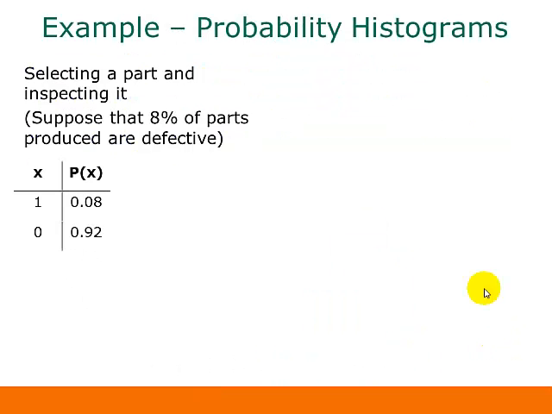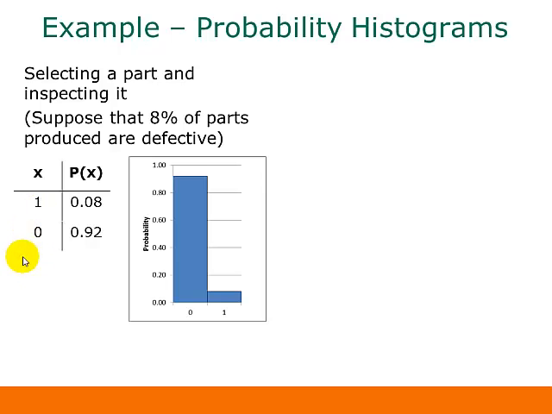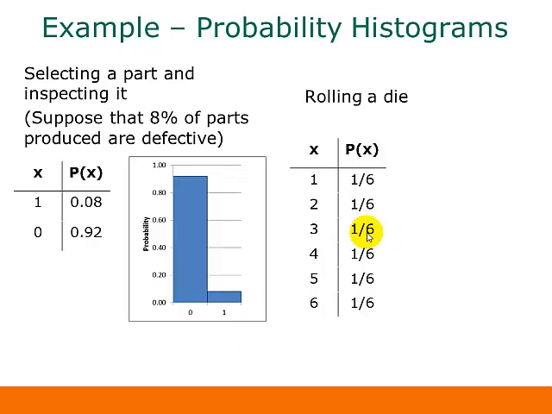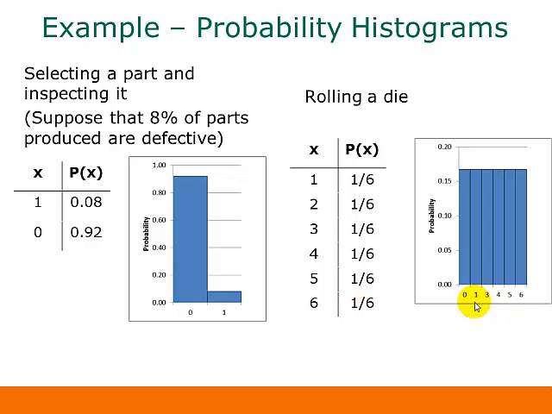Some more examples of probability histograms taken from the probability distributions we already looked at. In this one, we only have 2 possible outcomes. So we're only going to have 2 bars on our graph. So we have the 0, which has a probability of 0.92, and the 1, which has a probability of 0.08. Another example from our experiment of rolling a die. In this case, every outcome has the same probability. So our probability histogram is going to look like this. It's uniform across the top because every one of these values has a probability of 1/6.